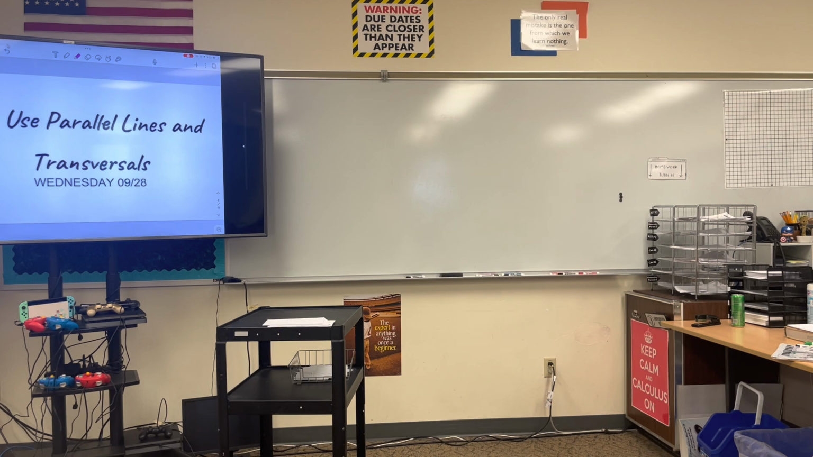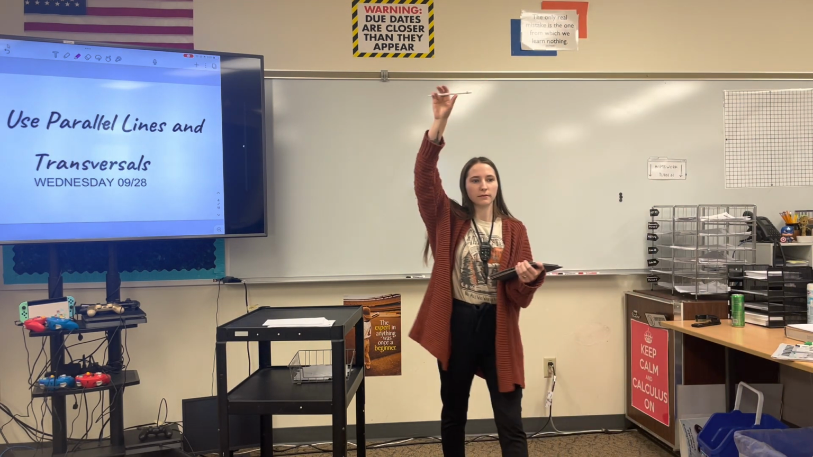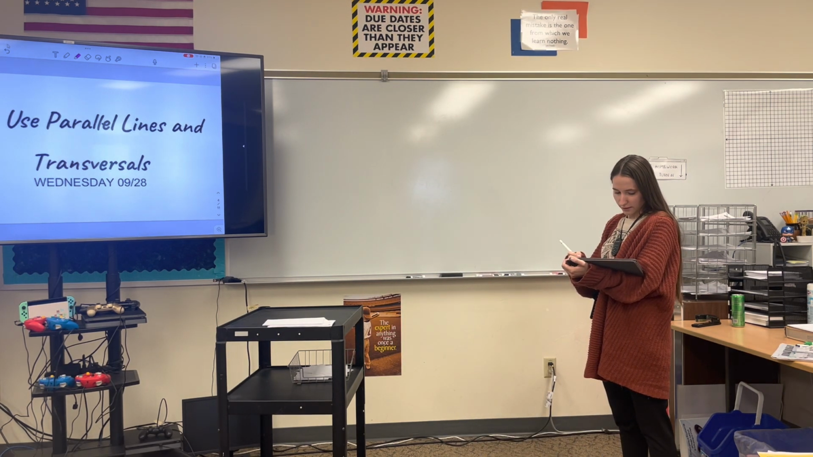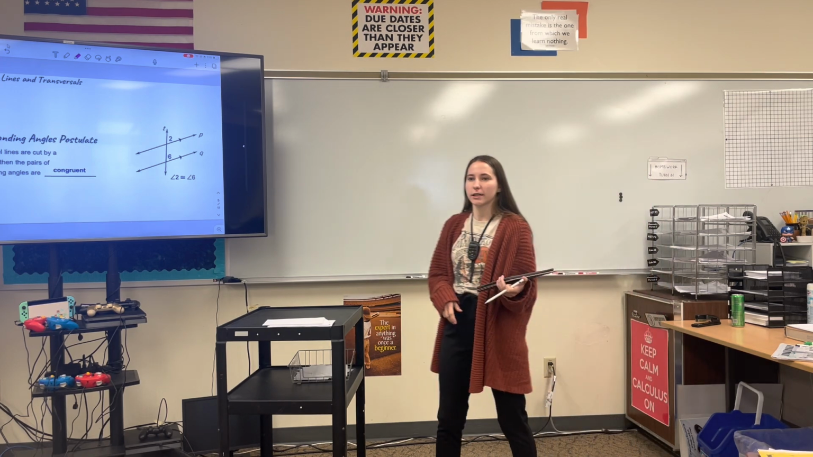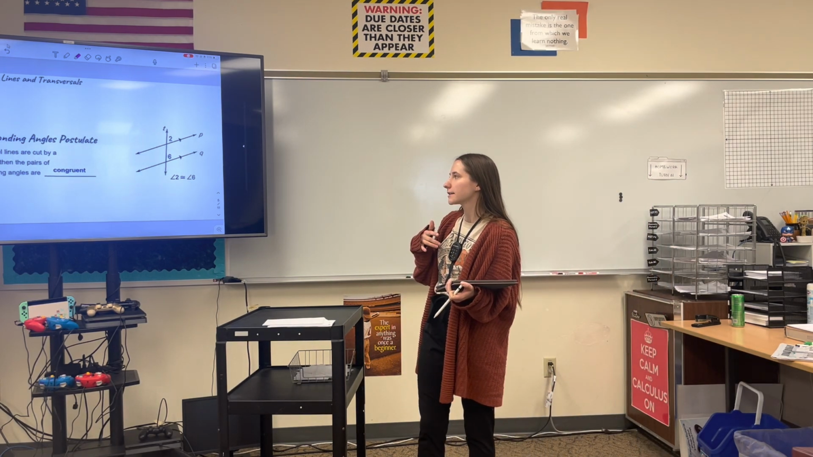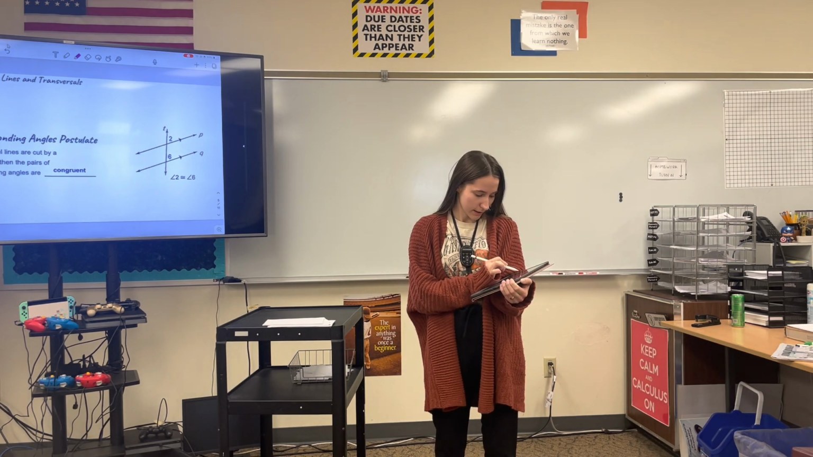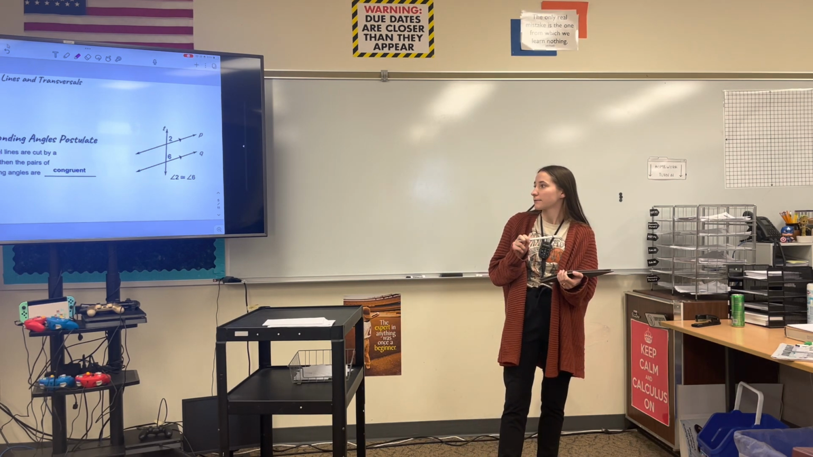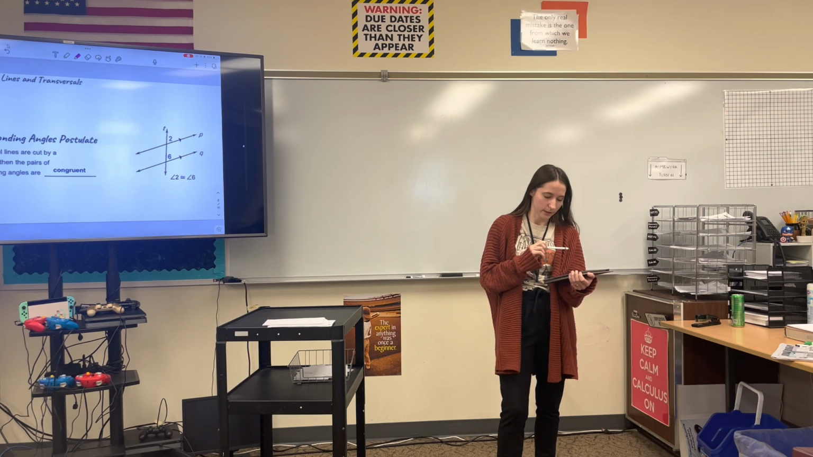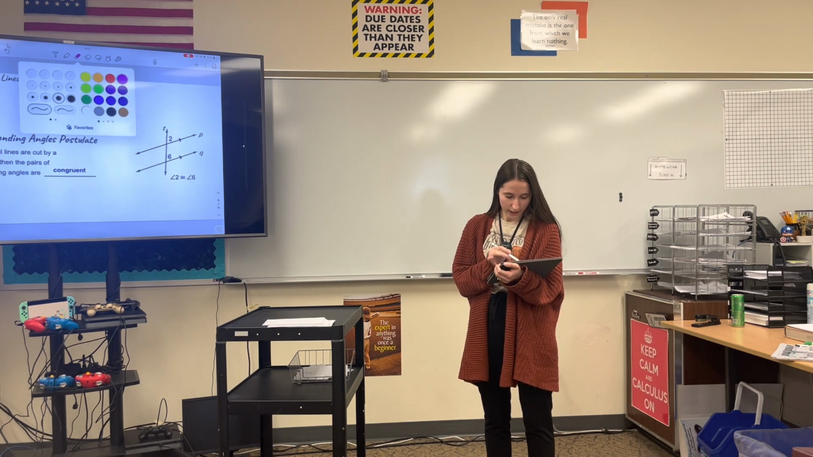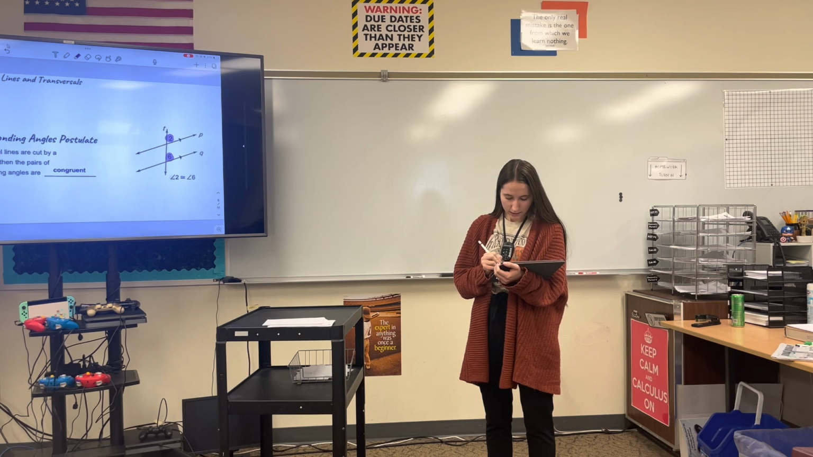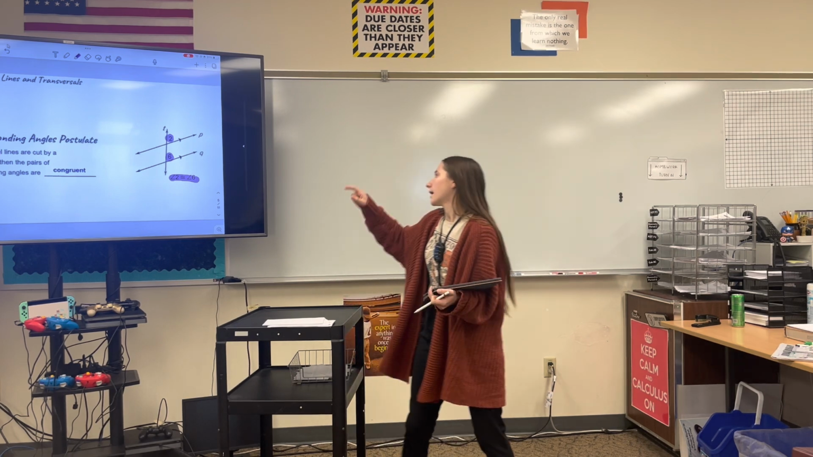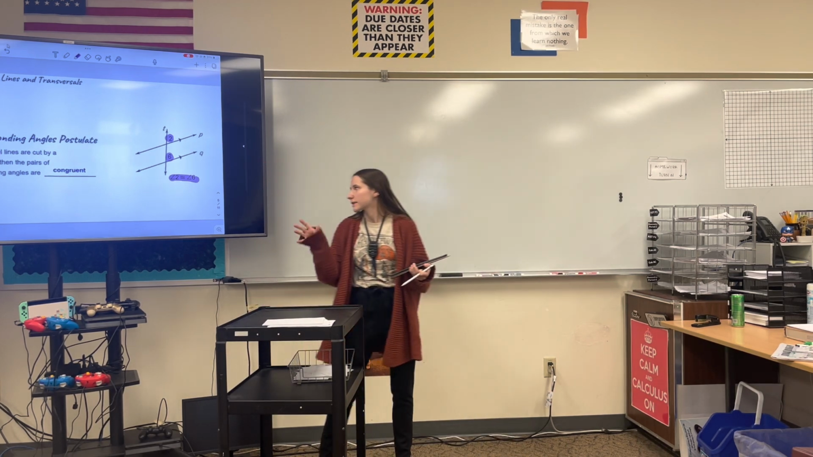Alright, everybody, eyes up here, pretty please. Thank you. So we're talking about parallel lines and transversals. First we're gonna go over the corresponding angles postulate. If two parallel lines are cut by a transversal, then the pairs of corresponding angles are congruent. Here we're looking at angle 2 and angle 6. We know they're corresponding because for their respective line, they are on the same side of it, and they are both above the two parallel lines.